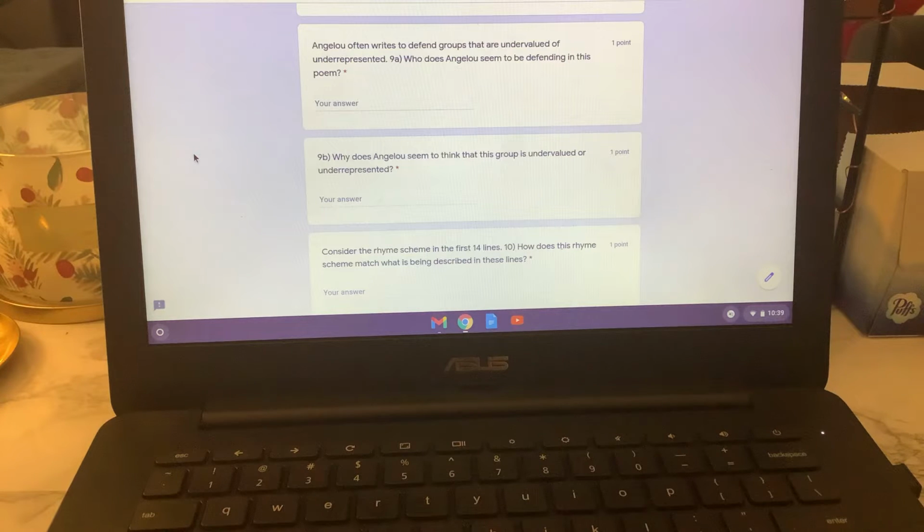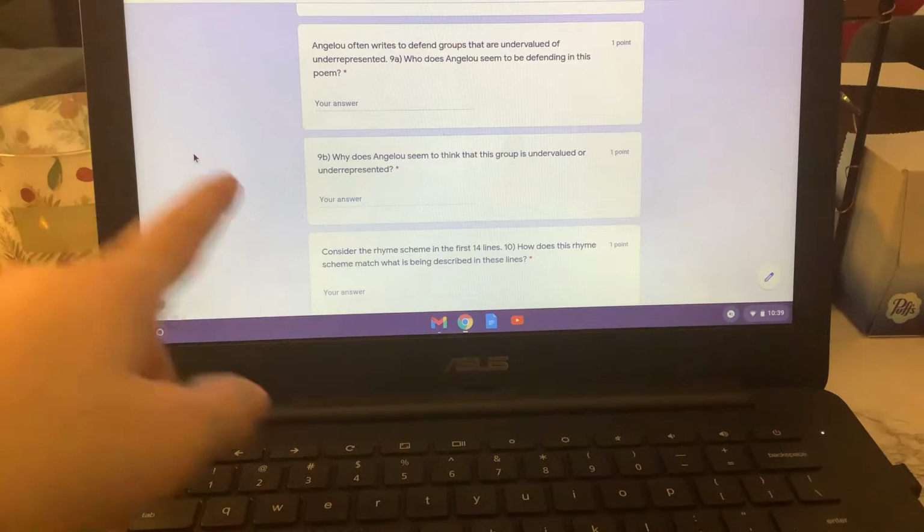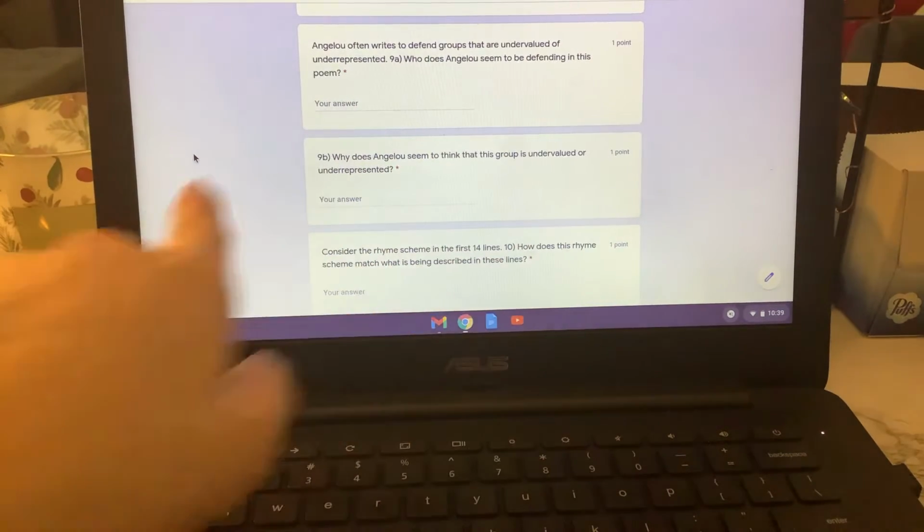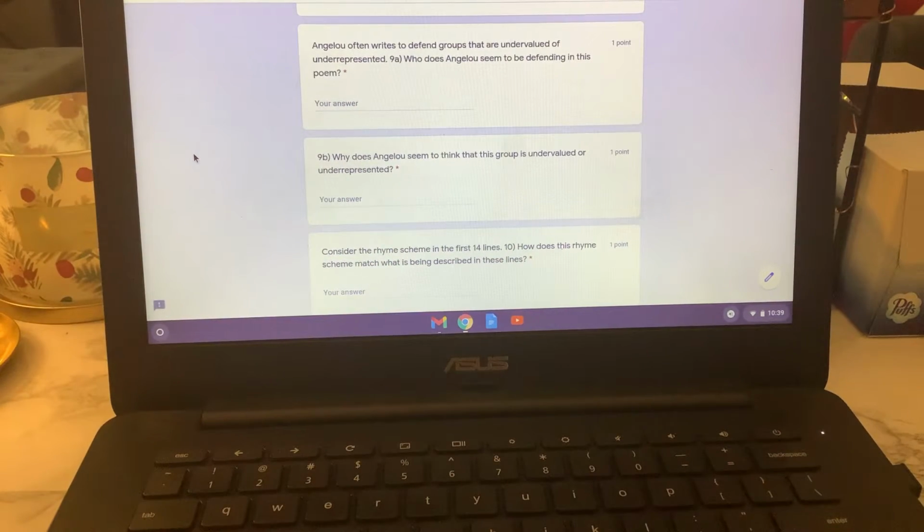All of those things absolutely seem to be true, right? There's this defense. And so, depending on what you answered for 9A, your answer for 9B will be different. But again, restating the question, Angela seems to think that this group is undervalued or underrepresented because lots of things, right? If you just said women, there's definitely a representation of women and all of the work that they need to do.